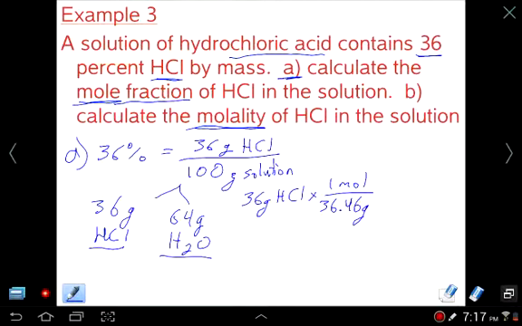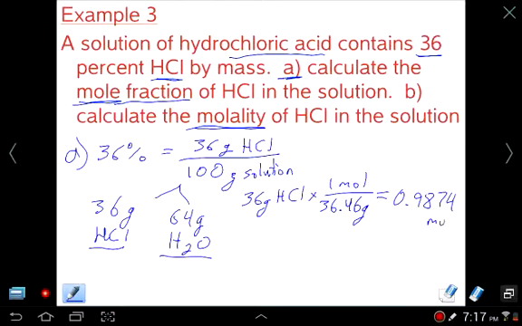A mole, and we can get that calculated. We can do 36 divided by 36.46, so we'll get very close to 1, just a little less than 1. So 36 divided by 36.46 gives you 0.987. Let's keep 4 significant figures.